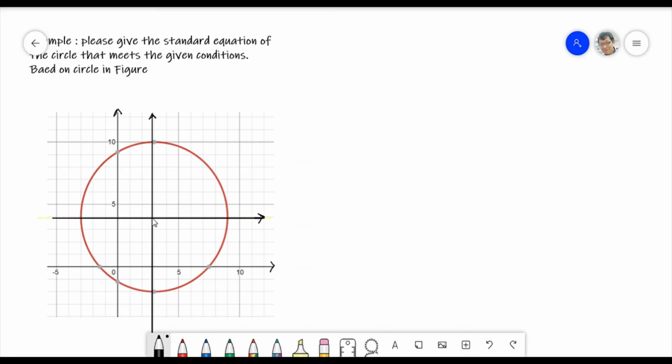Let's count the x-axis of the center. Okay. So it's 1, 2, 3. Am I right? 3. And the y-axis of the center is 1, 2, 3, 4. Right? So here let's write it first. So the center C equals 3 and 4, right? So it's 3 and 4. Okay, right.